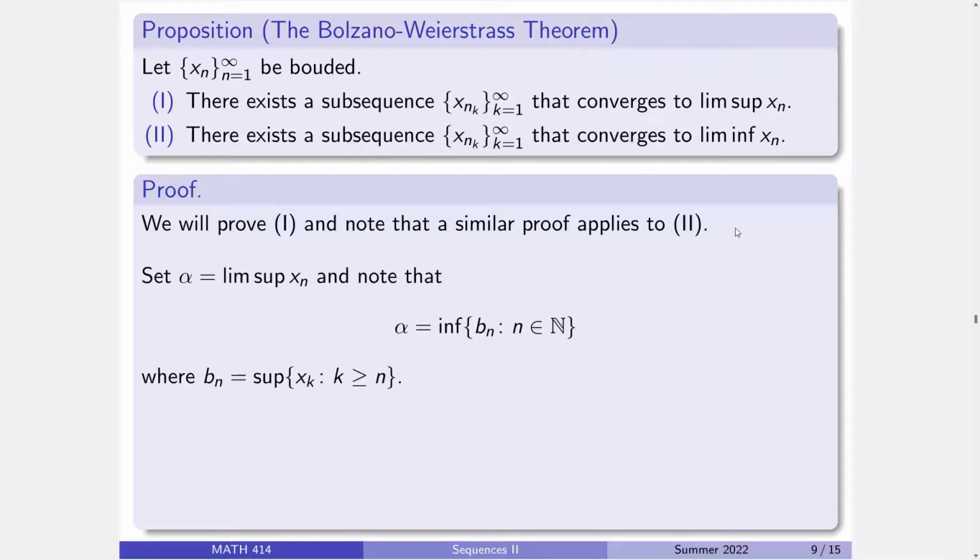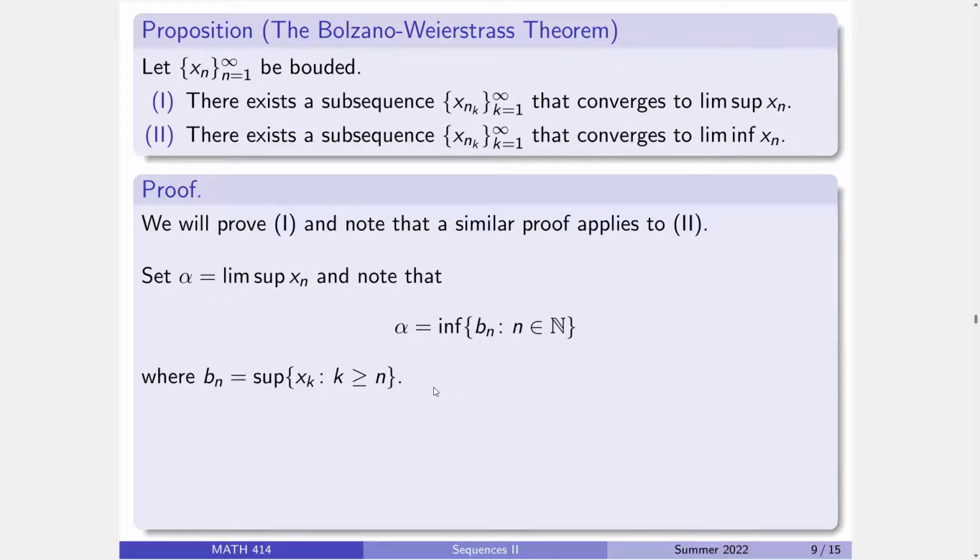Here's the plan of attack. First, I'm going to demonstrate that I've got a subsequence converging to the lim sup, so let alpha be the lim sup, and as noted, remember, this is the infimum of the supremums of the tails, and like I noted, when talking about the supremums of the tails, we use a generic symbol, b sub n, there's no fancy notation for it.